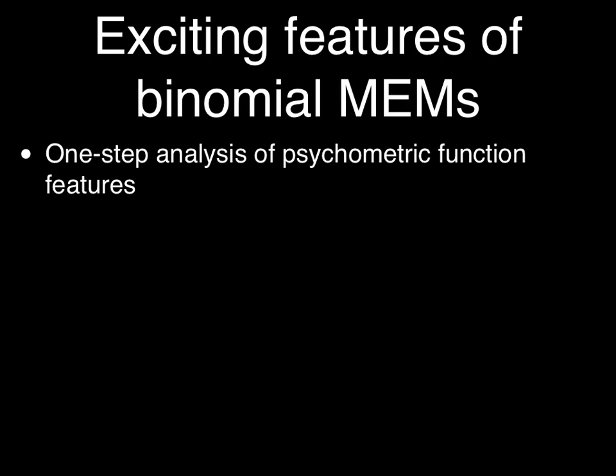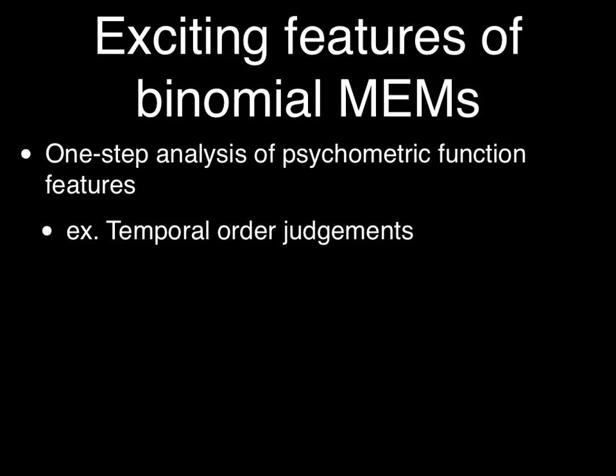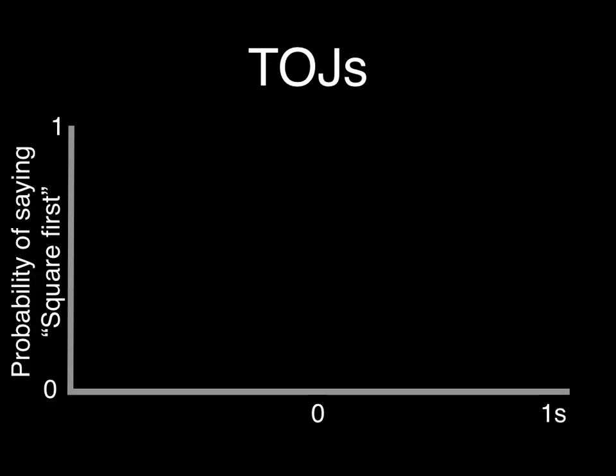Some more exciting features of mixed effects models. It turns out that a lot of our research uses binomial functions and obtains binomial data, but then tries to fit psychometric functions through the data. One example is the analysis of temporal order judgments. A scenario here would be that you're presented with a square and a diamond on each trial, and sometimes the square comes first, sometimes the diamond comes first. You simply ask the participants which one came first, square or diamond? So it's binomial data: they say one thing or the other.